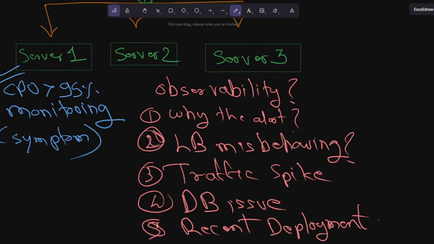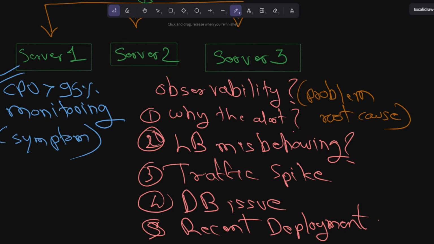It could be any of these issues. So monitoring gave you a symptom. Observability helps us diagnose the problem. Observability is about the problem or root cause. So monitoring tells us about a symptom. Observability tells us about the possible root cause or the problem.